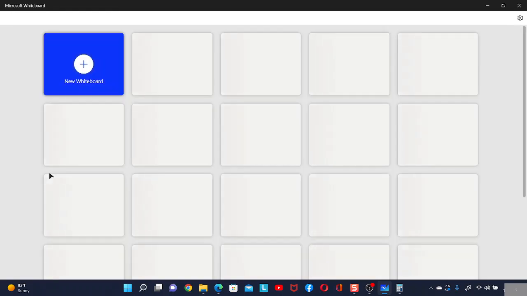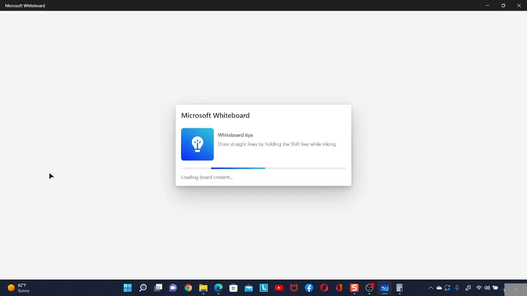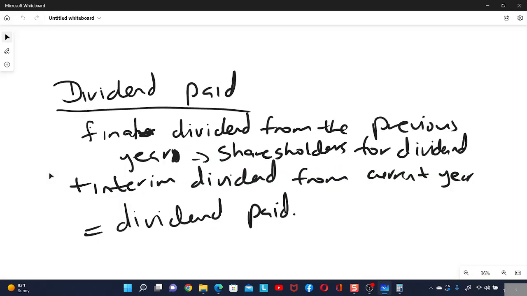Let's go to another one. The other one is the dividend paid. So to get the dividend paid, we're going to find the dividend from the previous year, under the balance sheet written as the shareholders for dividend, plus the interim dividend from the current year. Then you get the dividend paid.